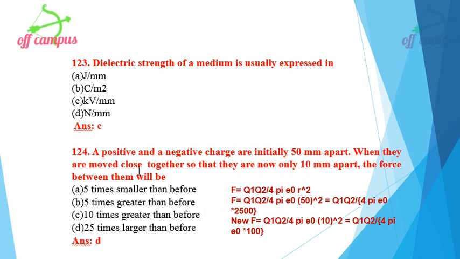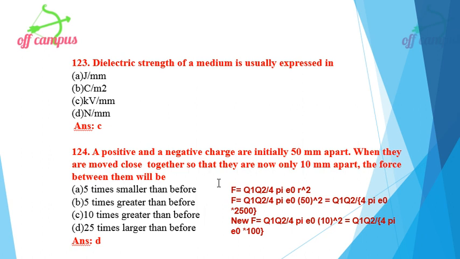124. This is one problem. A positive and a negative charge are initially 50 millimeter apart. When they are moved close together so that they are now only 10 millimeter apart, the force between them will be? Initially the distance is 50 millimeter, then they are moved closer, so the new distance is 10 millimeter. We need to find the new force.